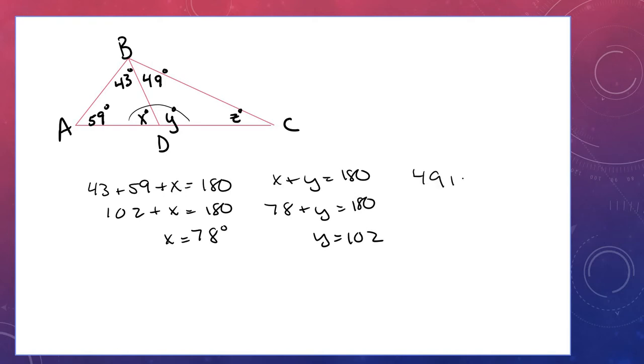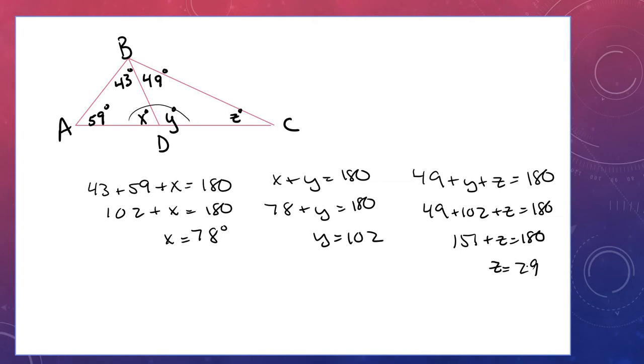Then I went to the right-hand triangle. 49 plus y plus z equals 180. I know that y is 102. So that's 151 plus z equals 180, and z equals 29. So we can use that as one of our ways of solving for an unknown angle.